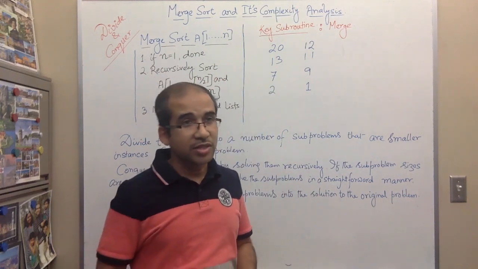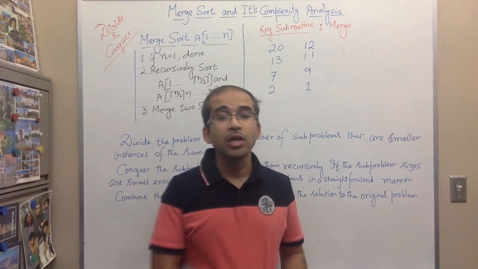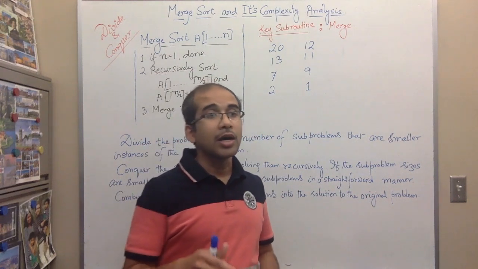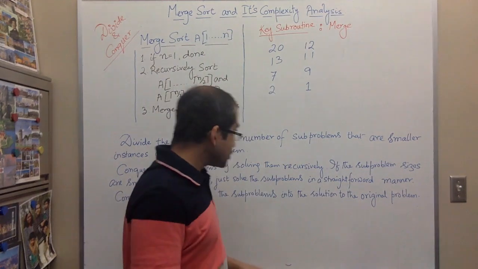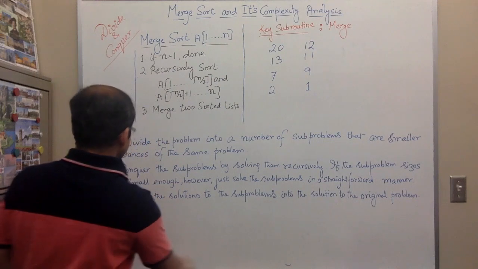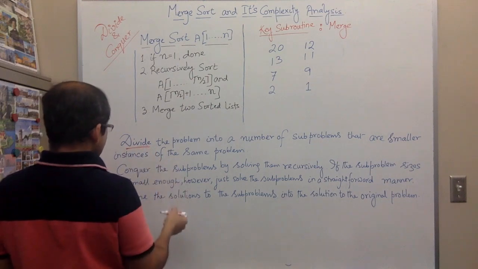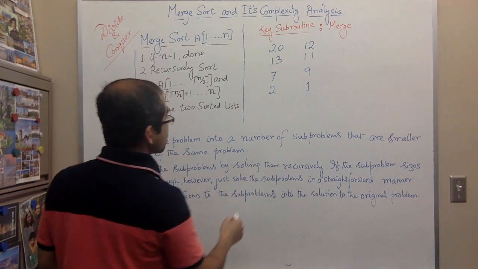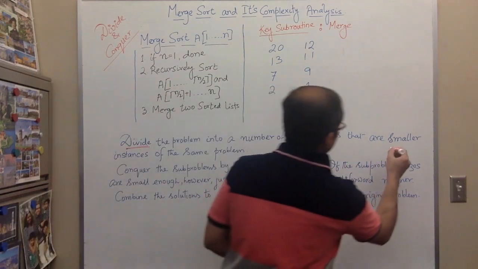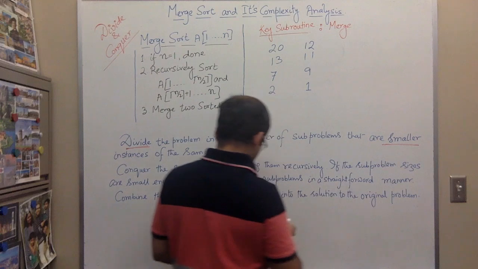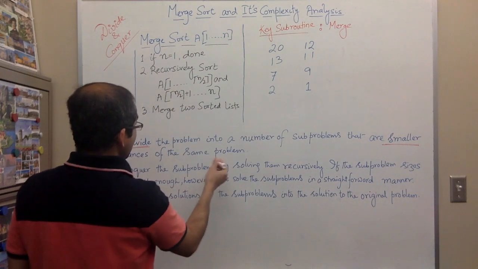As the name suggests, you divide a problem into multiple smaller problems which are of the same nature but of smaller size. It's like how we define it. These are three steps. Step one is divide the problem into a number of sub-problems that are smaller instances of the same problem. So the input size is smaller, but the problem actually remains the same.